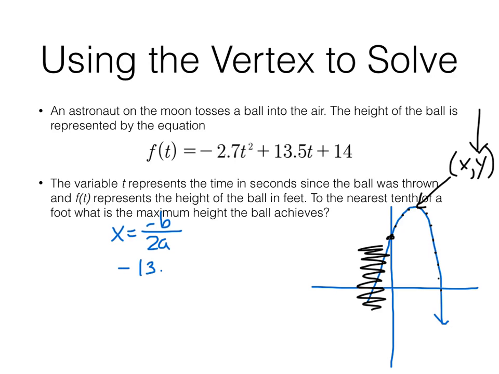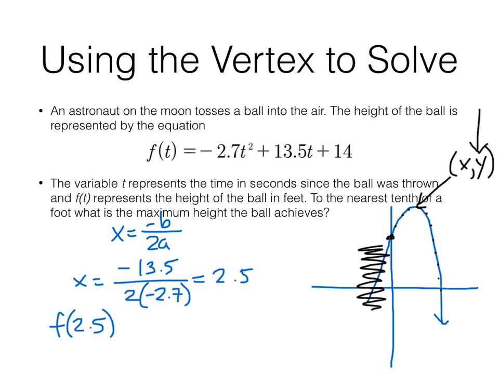Opposite of 13.5 over 2 times negative 2.7. And that's an x equals. That gives you the x value of the vertex. When you simplify that down, you get 2.5. Now, how do I find the height at the vertex? Plug in the 2.5. So I'm taking my equation and plugging in 2.5 for x.